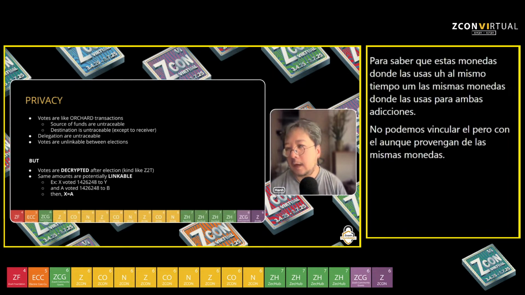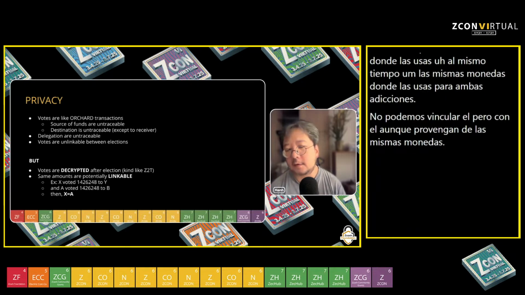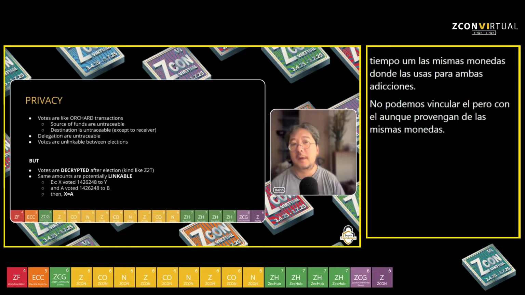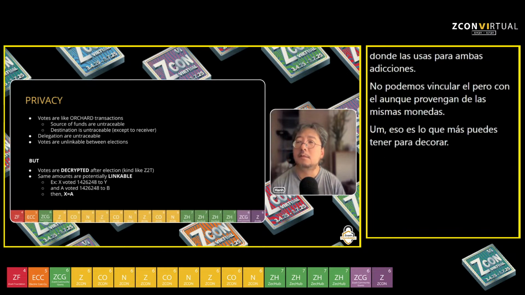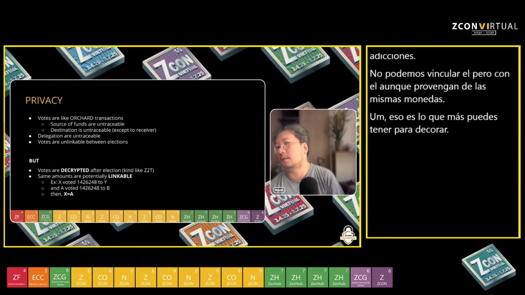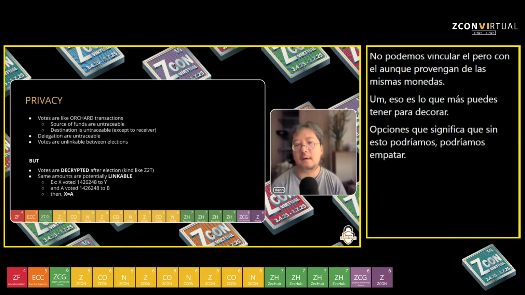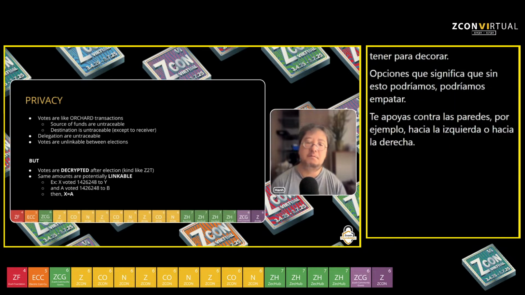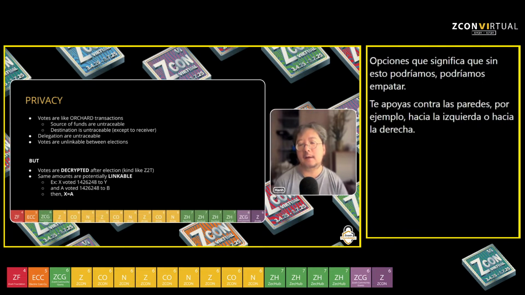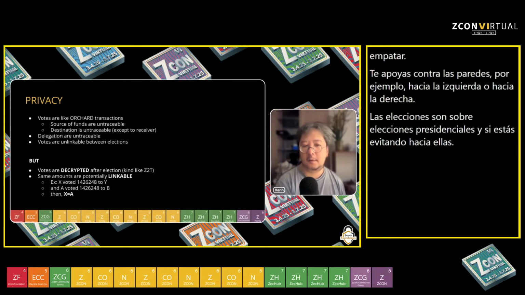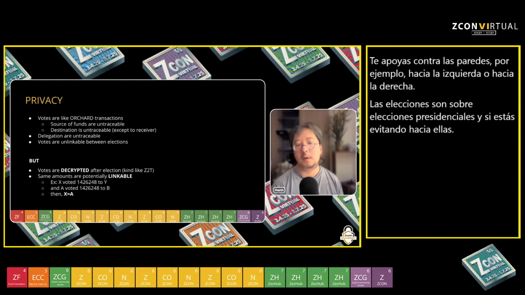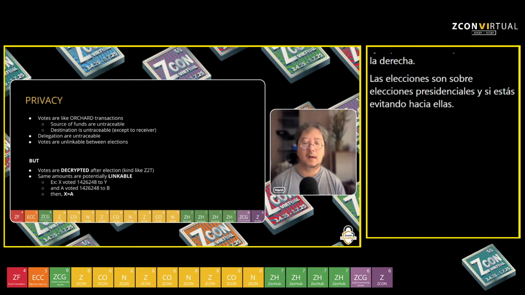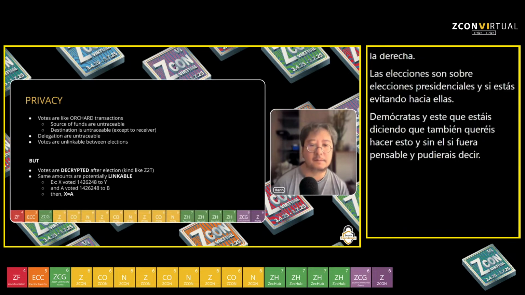That allows you to decorrelate your choices. Without this functionality, we could tie the fact that you are leaning towards, for example, left. Let's say your election is a presidential election, and you are voting for the Democrats, and then in another one you also vote that way. If it was linkable, you could say, oh, Democrats are more likely to vote that way on another election.